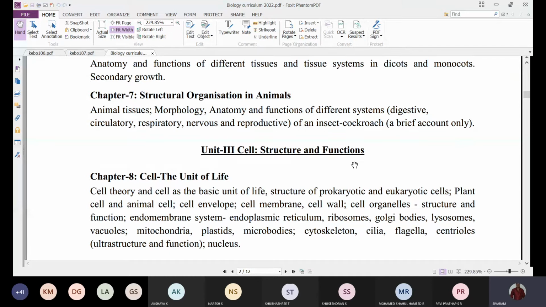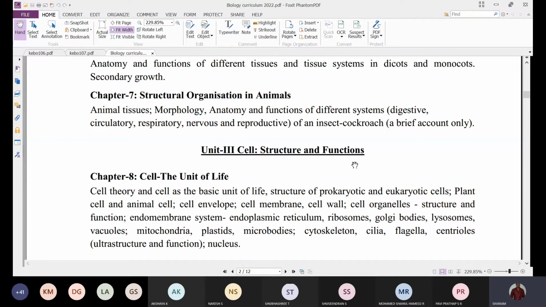So we'll discuss only about cockroach. Okay, the type study of cockroach. That means all the systems related to cockroach we'll discuss. That is what here: anatomy and functions of different systems. Digestive system, circulatory system, respiratory system, nervous system, and reproductive system of an insect cockroach. A brief account only. Why?